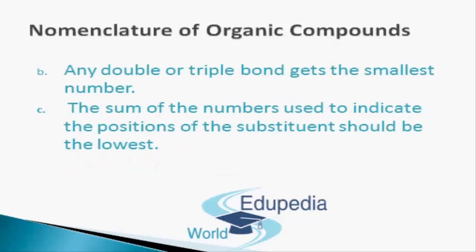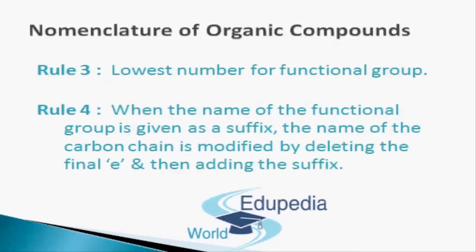Any double or triple bond gets the smallest number, and the sum of the numbers used to indicate the positions of the substituents should be the lowest. Now rule number 3 is the lowest number for functional group rule. The carbon atoms are numbered in such a way that the functional group gets the smallest possible number.